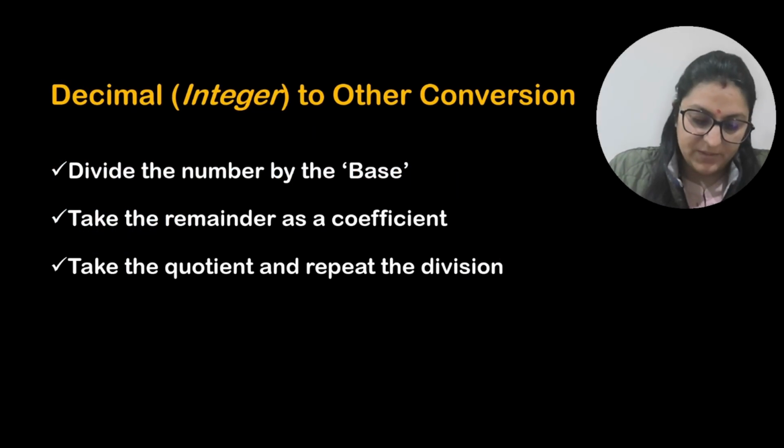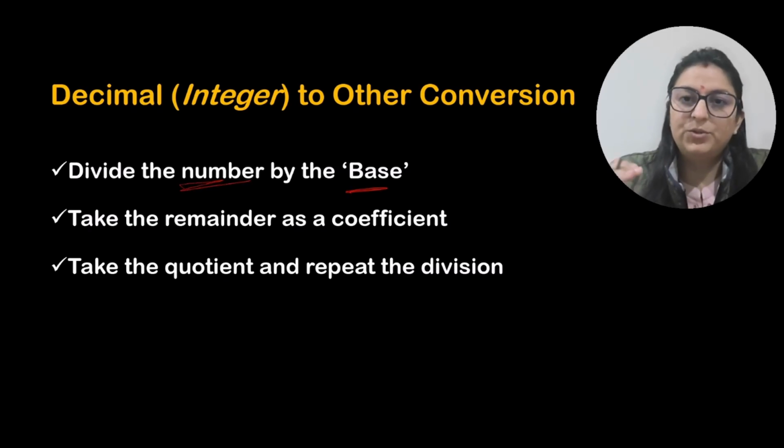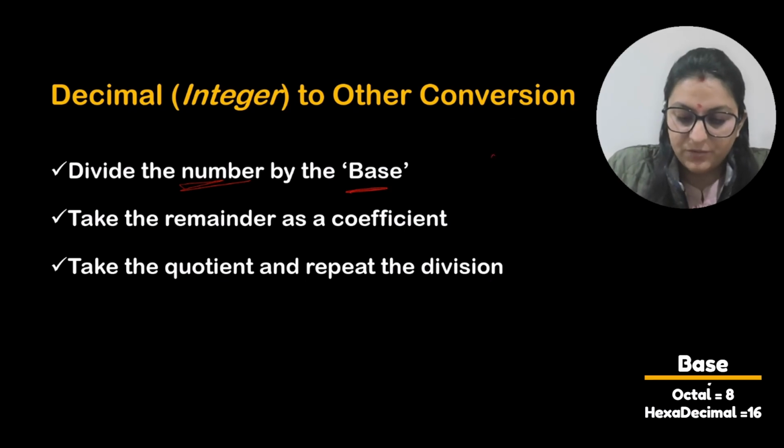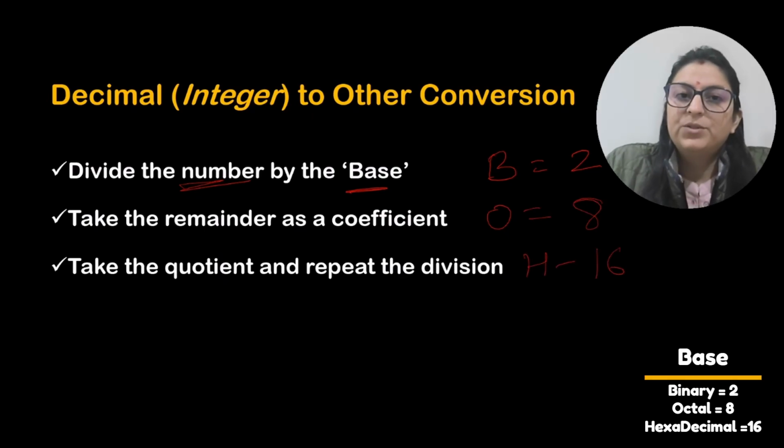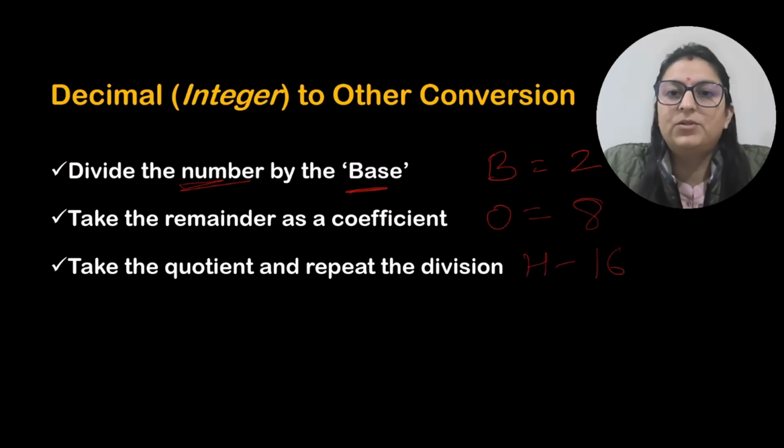The first step is to divide the number by the base. You have to remember the base: the base of binary is 2, the base of octal is 8, and the base of hexa is 16. You have to define the base yourself. आपको base अपने आप ही लेना है. Take the remainder as a coefficient.